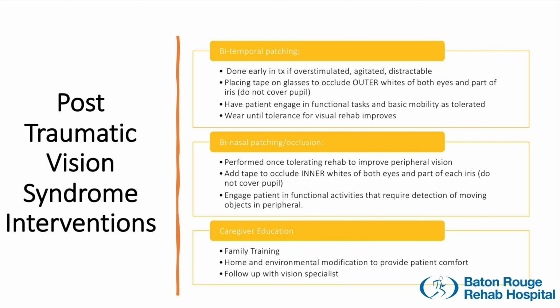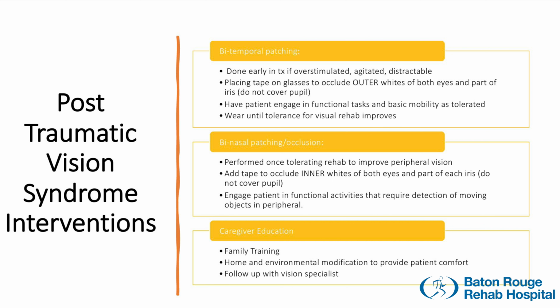Initially, for patients with PTVS, it may be helpful to trial a bitemporal patching technique to reduce the peripheral information entering the visual processing system and thus increasing the patient's ability to focus and tolerate activity. Bitemporal patching can be done by applying tape to glasses or lenses to include the outer whites of both eyes and part of the iris. We want to make sure not to block the pupil to allow for central vision to enter the eye.